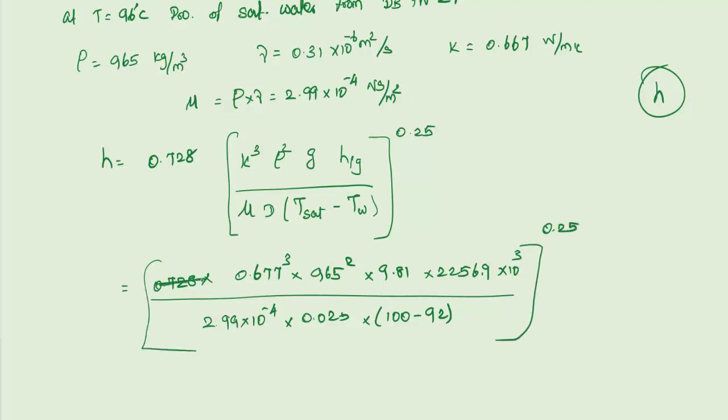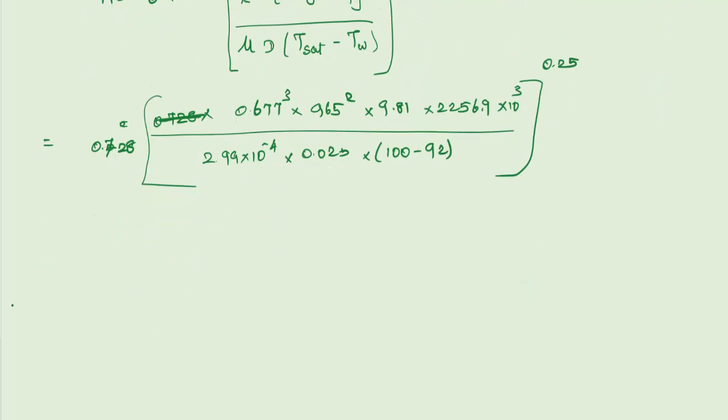I'm sorry, 0.728 has to come out. Okay, if you solve this, you will get the answer as 13166.08 watt per meter squared Kelvin. So H equal to 13,000 watt per meter squared Kelvin.